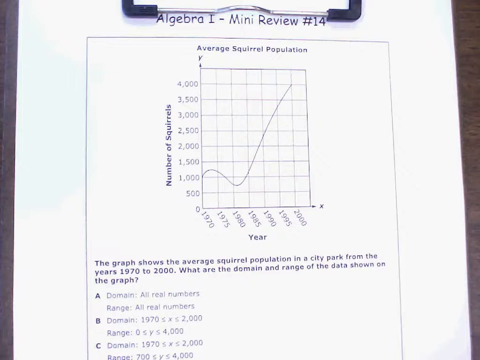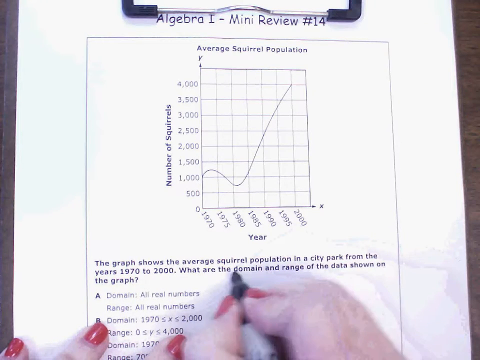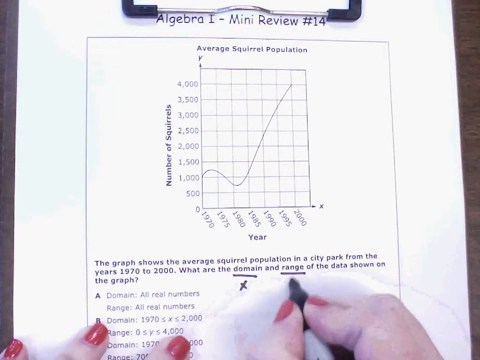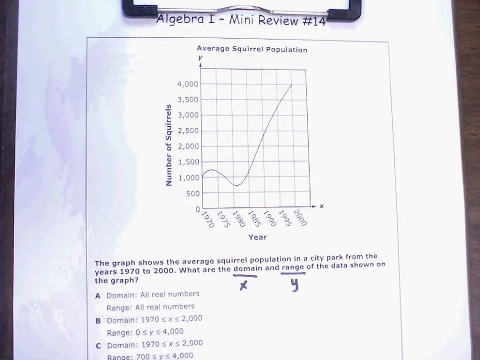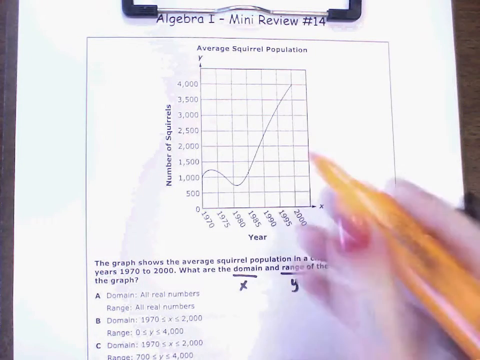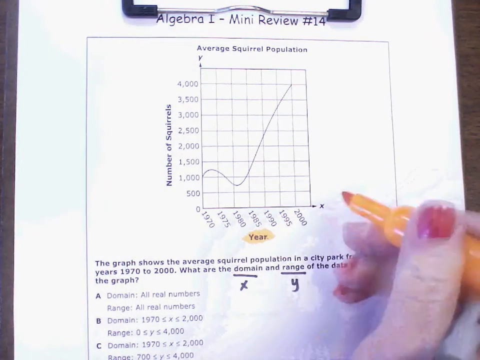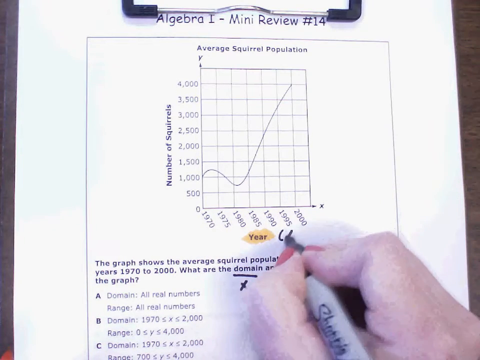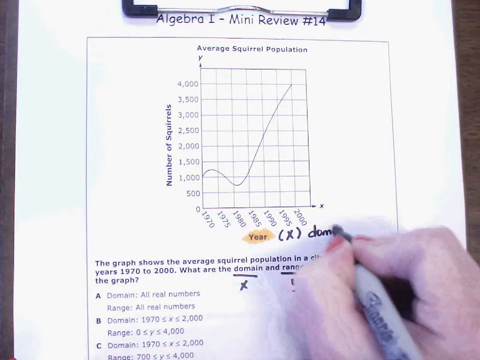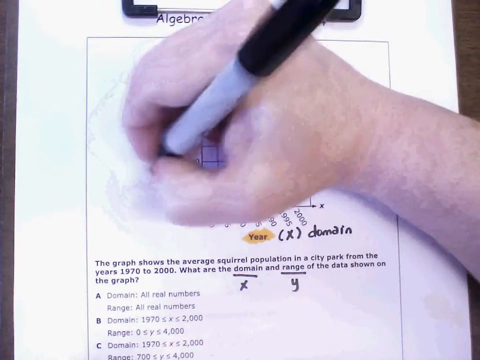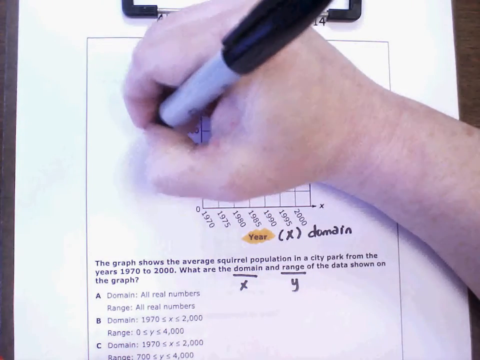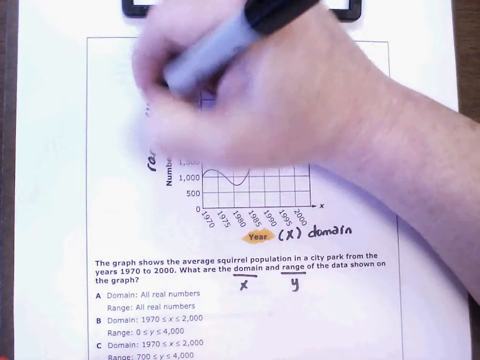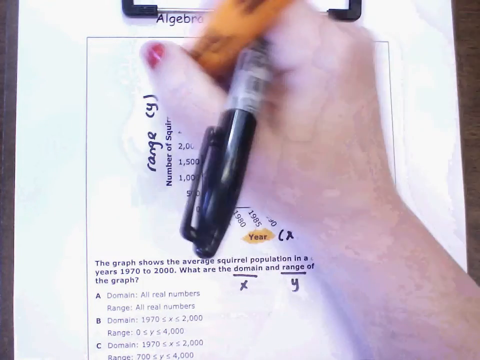So the graph shows the average squirrel population in a city park for the years 1970 to 2000. What are the domain and range? So we need the x's and the y's of the data shown on the graph. I noticed that x would be your years. This is domain. And then this is your range, because those are your y's. All right?